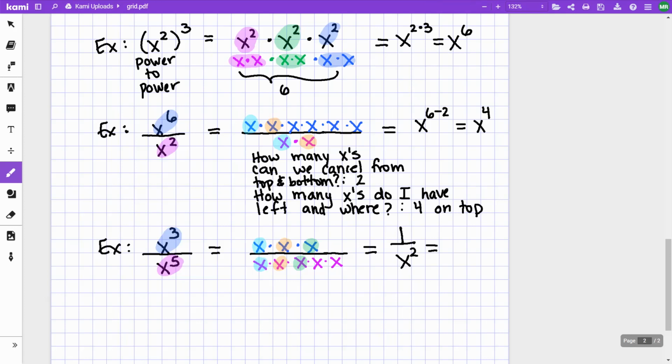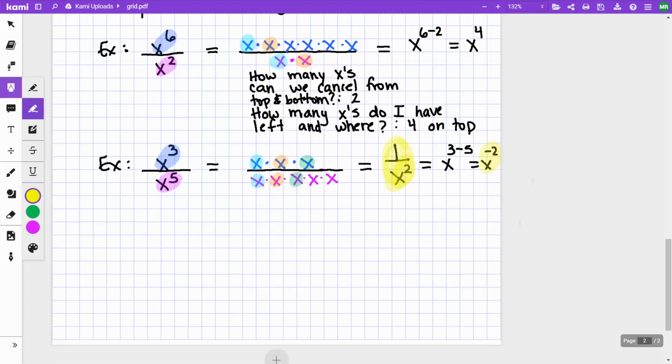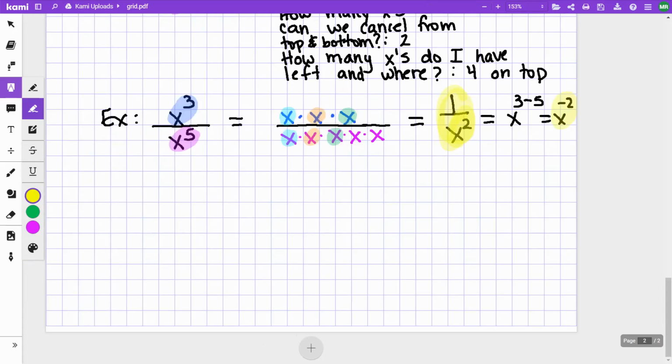But if I was following the laws of exponents that we're going to be writing here in a second, I would have done 3 minus 5. It's always top minus bottom. And I would have ended up with a negative second. So what we're seeing here is that 1 over x to the second is the same as x to the negative second. So we're going to end up seeing that also as one of our laws. Okay, so let's officially write out our laws of exponents here.